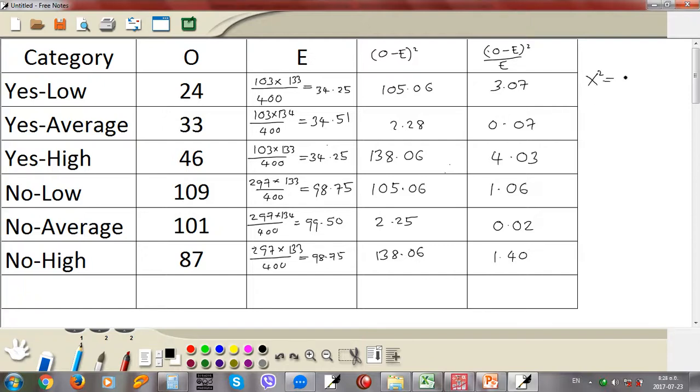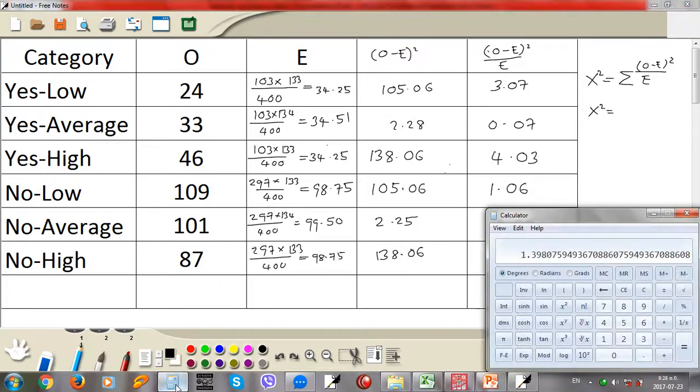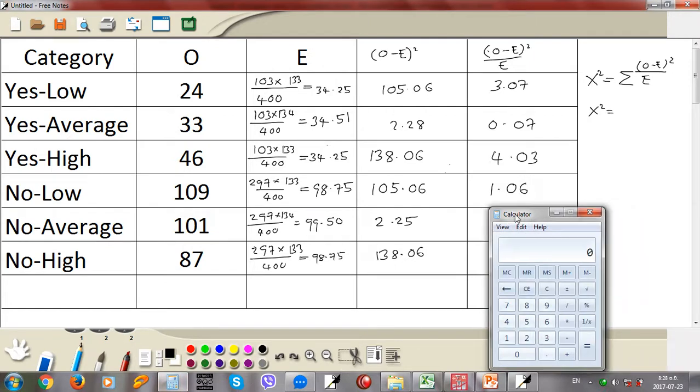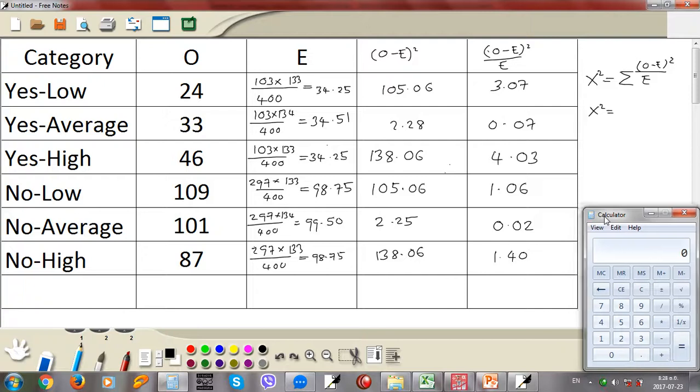Chi-square equals sigma, observed minus expectation, squared, over expectation. It means you need to find the total of this column. So we can take 3.07 plus 0.07 plus 4.03 plus 1.06 plus 0.02 plus 1.4.